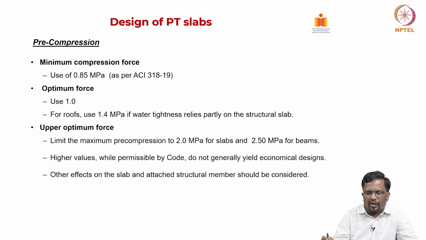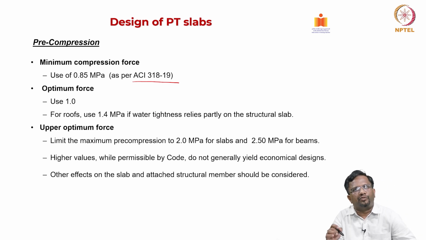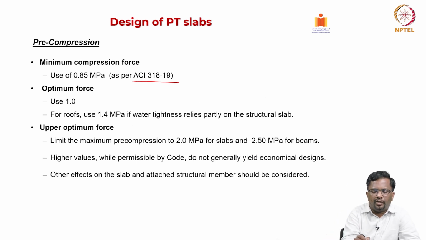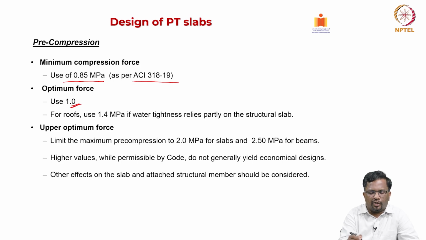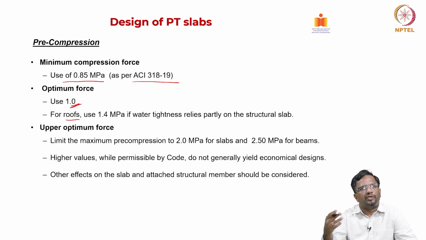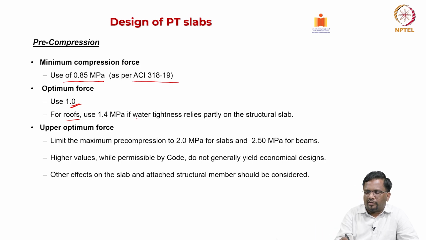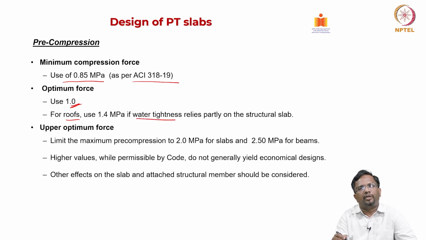The code gives you a guideline. For example, ACI 318 tells you the minimum average compression in a PT slab should be at least 0.85 megapascal. The optimum value should be at least 1 megapascal. For roofs, which are very sensitive to rain, and if you are in a very cold climate, you may also have snow, so water tightness is important. If you want a very watertight slab in the roof, then you can go for a high pre-stress of 1.4 megapascal.